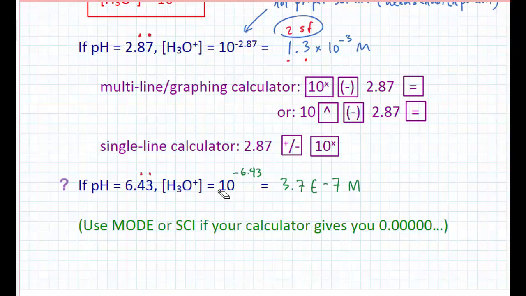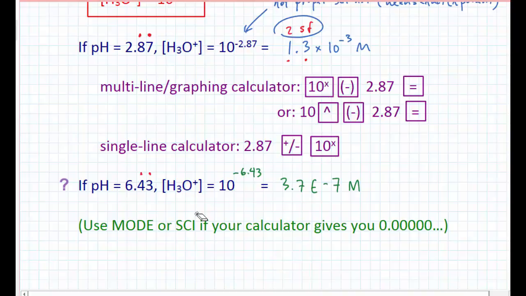So what you can do to practice is just go back and forth. We could take the negative log of this and bring it back to a pH. And then we could do 10 to the negative 6.43 and bring it back. So that's just going back and forth 2 directions for pH and hydronium ion concentration.